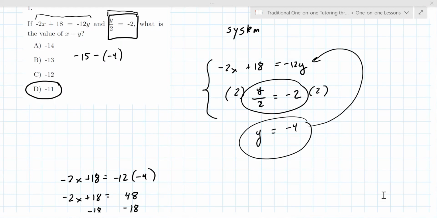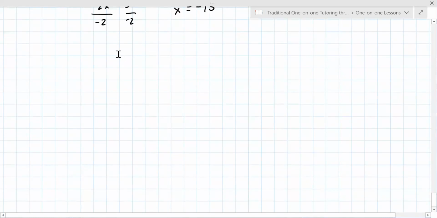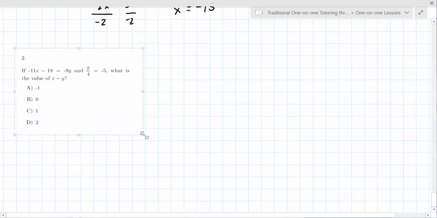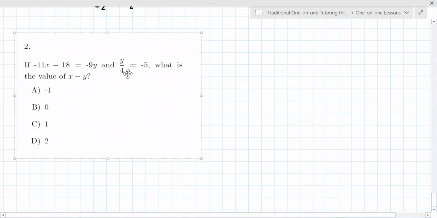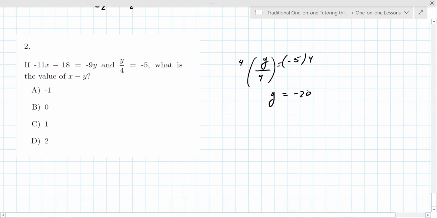So again, let's look at a question here. It's very similar. All I've done is change the numbers. It's a different equation. If -11x minus 18 equals -9y, and y divided by 4 equals -5, what is the value of x minus y? So again, you really want to focus on the second equation. You want to solve it for y. So y over 4 equals -5. Clear the fraction by multiplying both sides by 4. Y equals -20.